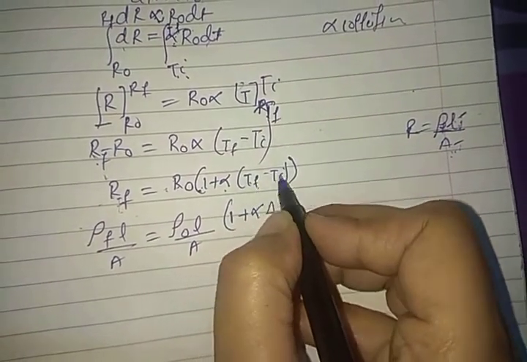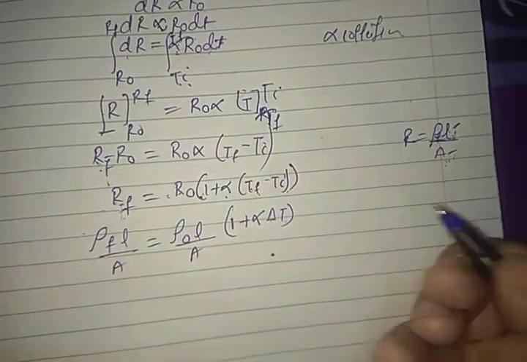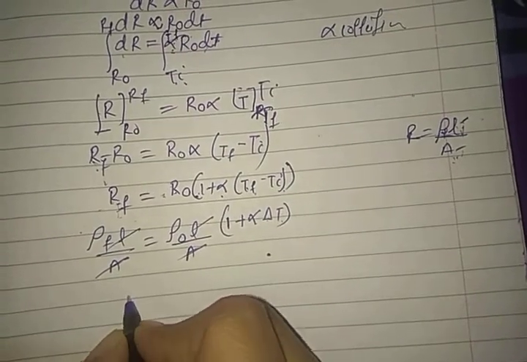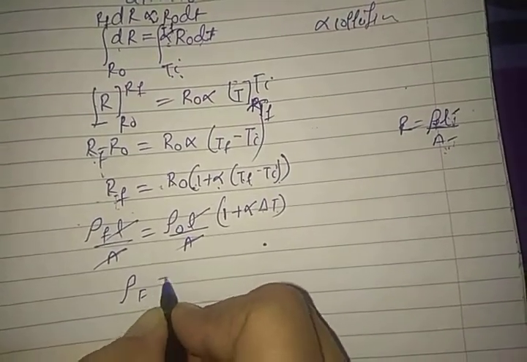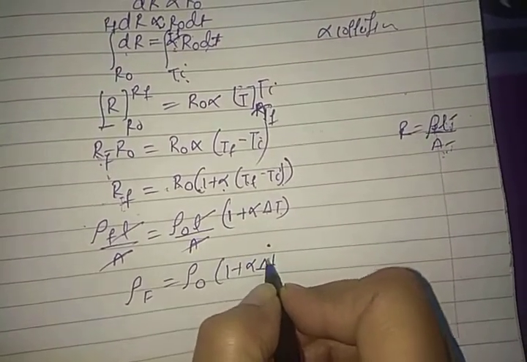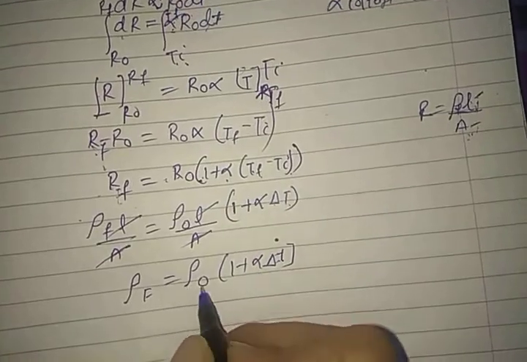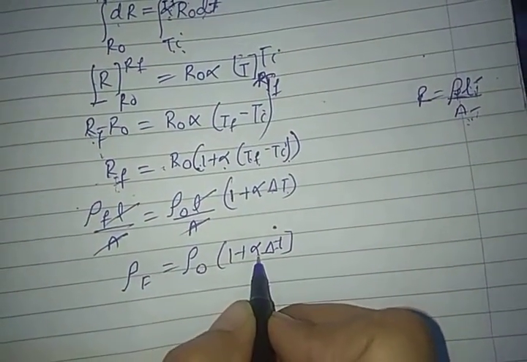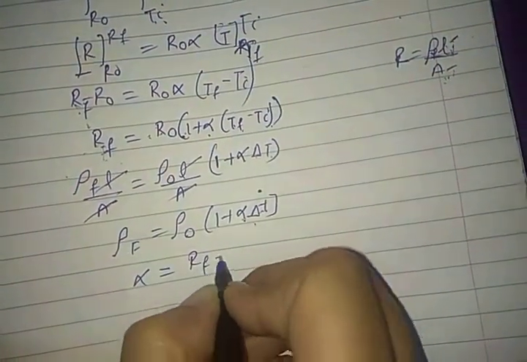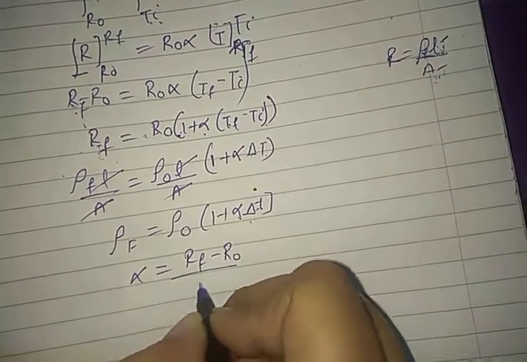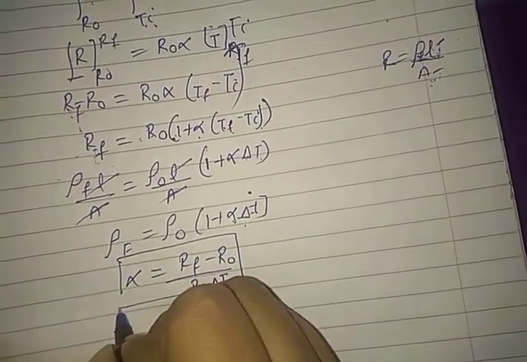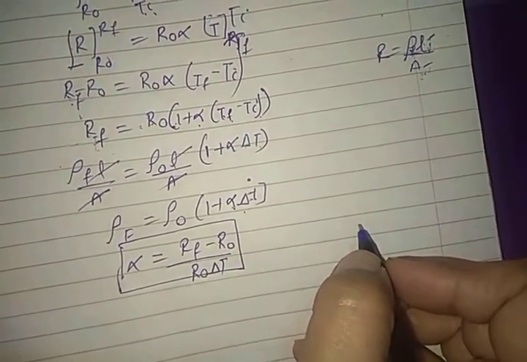Instead of temperature final minus temperature initial, I have written del T. Got it? So A cancelled, L cancelled. So what we got here? Rho F is equal to rho naught (1 plus alpha del T). On just calculating the value of alpha, you will get alpha equals RF minus R naught upon R naught del T. So this is the temperature coefficient.